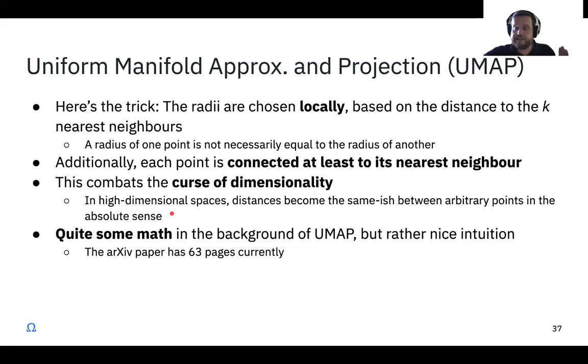And as I said, UMAP has quite some math behind it. I think the intuition is rather nice, but the math is insane. The arXiv paper has 63 pages currently, so it's still being updated. So obviously we're not going over that. I mean, I haven't gone over that myself, to be honest. But it actually works really nicely.